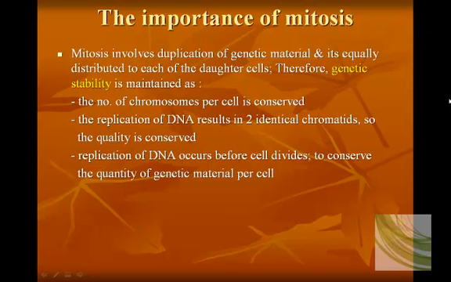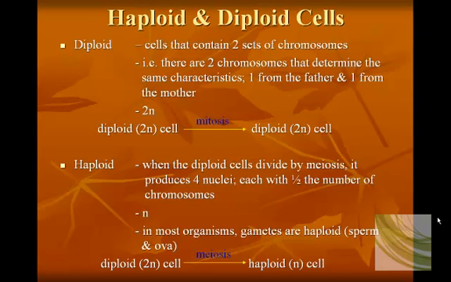The replication of DNA occurs before the cell divides. This happens in the S phase of the interphase. And this is mainly to conserve the quantity of genetic material per cell.